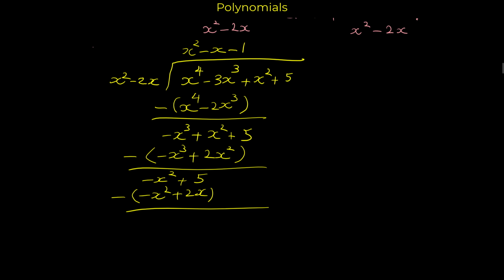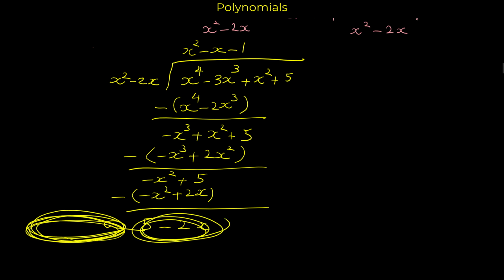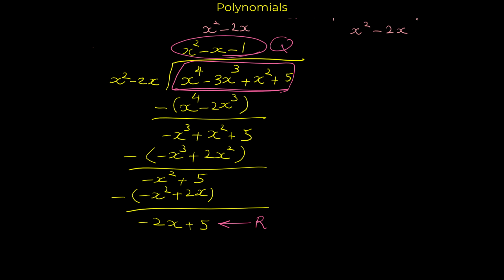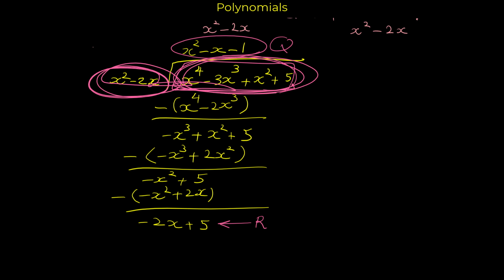It's better not to write the remainder in the form of 5 minus 2x. Always write the terms involving x first. At the end, it's better to write the constants. So the better form to write the remainder is negative 2x plus 5. So this is our remainder. This is our quotient. This is the polynomial that we want to divide by this. So this is the dividend and this is the divisor.